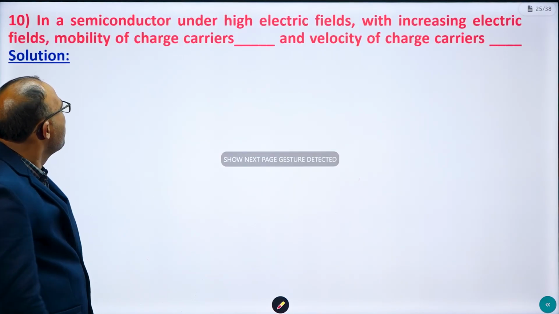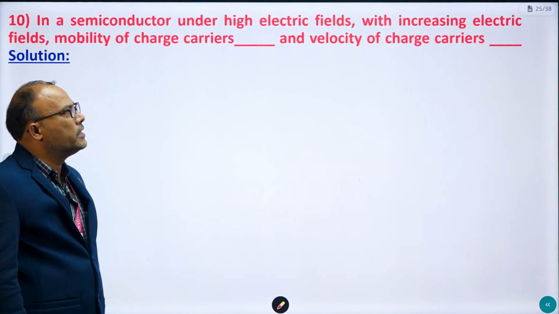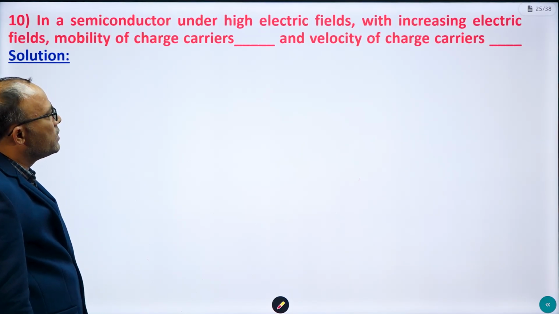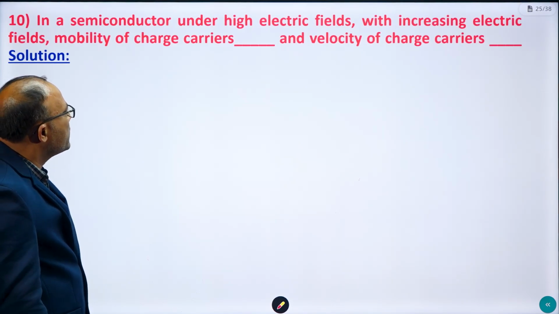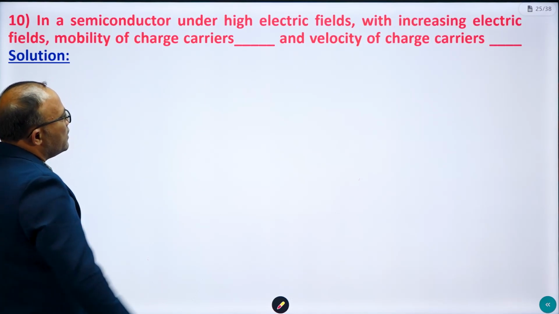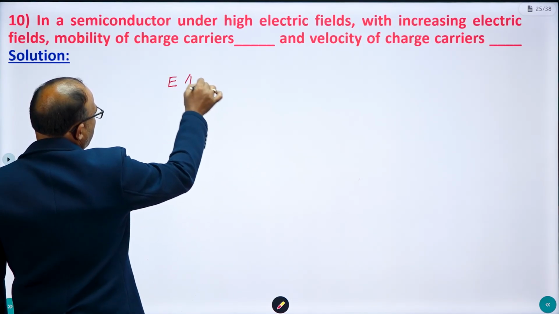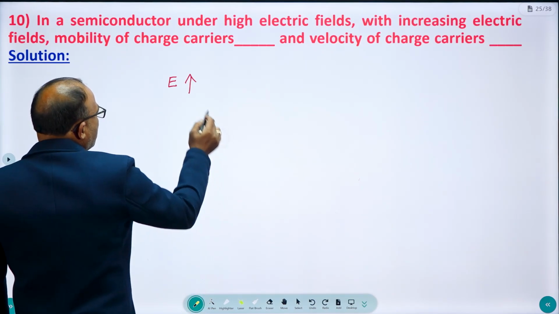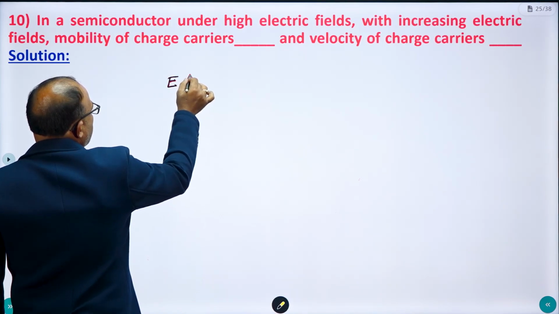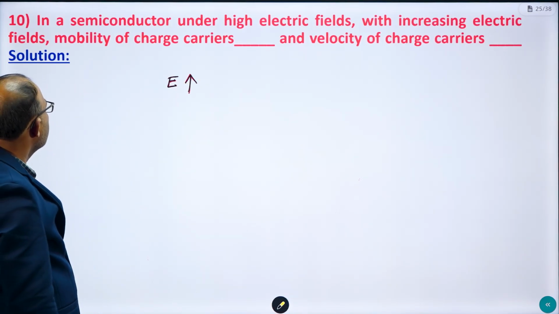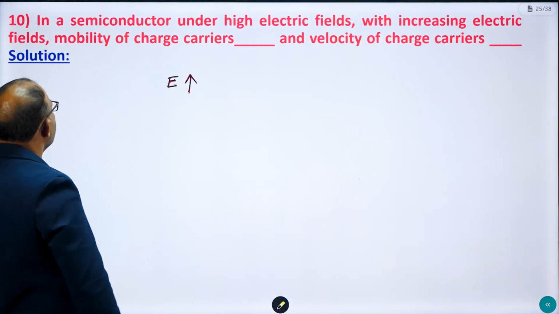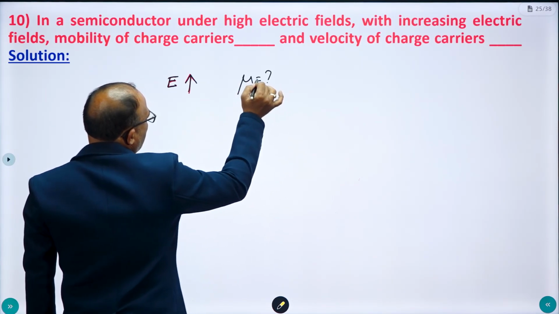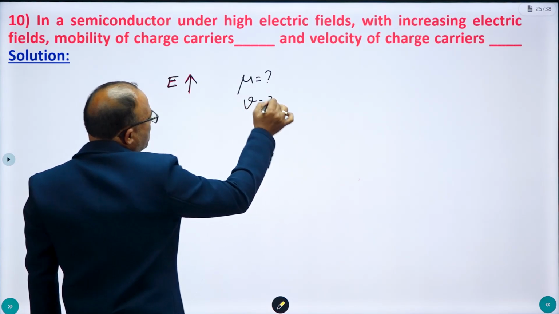The first one: in a semiconductor under high electric fields, with increasing electric fields, mobility of charge carriers dash and velocity of charge carriers dash. So, in a semiconductor under high electric fields, that means electric field is very high. It is given in the problem, electric field is very high. With increasing electric fields, mobility of charge carriers, what happens, and velocity of the charge carriers, what happens.